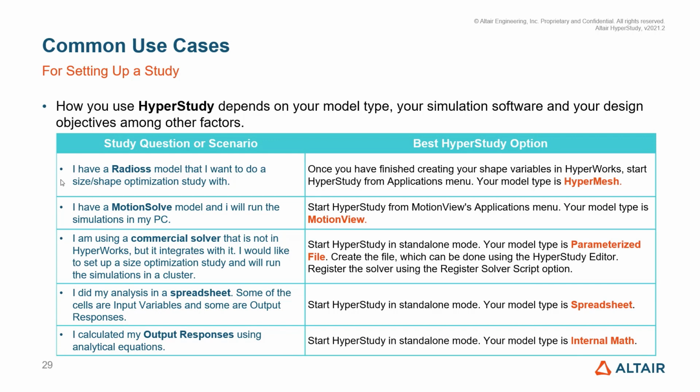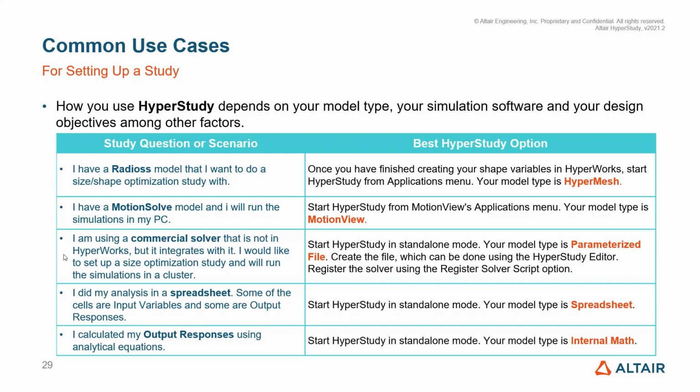So we'll talk about how we might want to change shell thickness in a model. And it will tell you one of your HyperStudy options, which is to make a HyperWorks model and make that direct link with HyperStudy. We'll talk about how to do that. And your model type that you're setting up is a HyperMesh model.